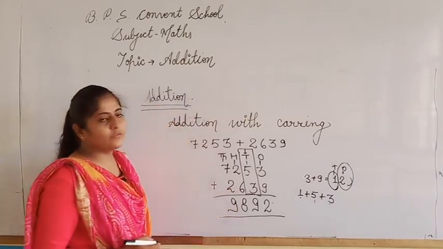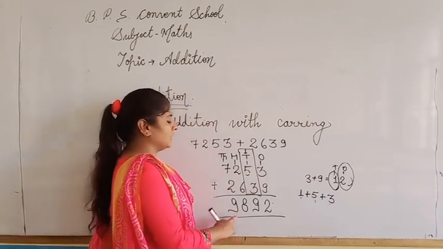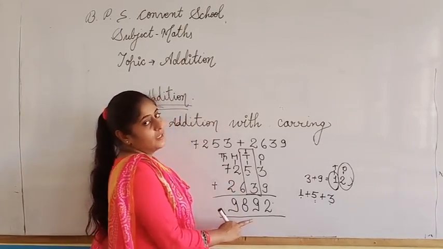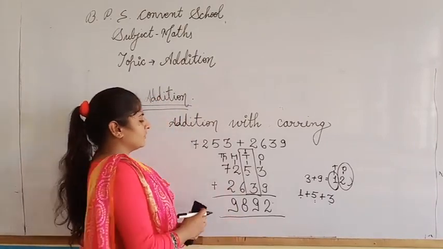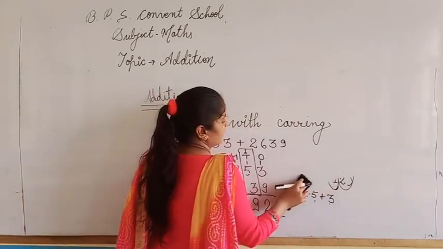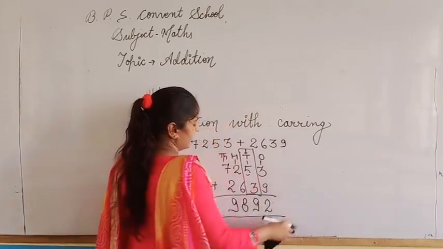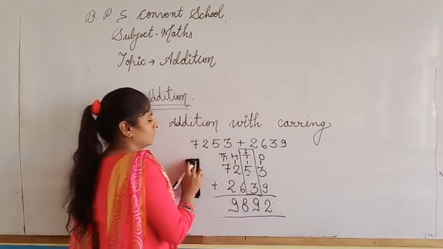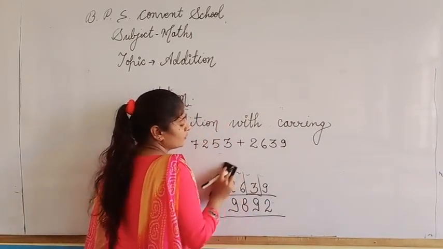So the sum of these two numbers is 9,892. Let's do more examples.